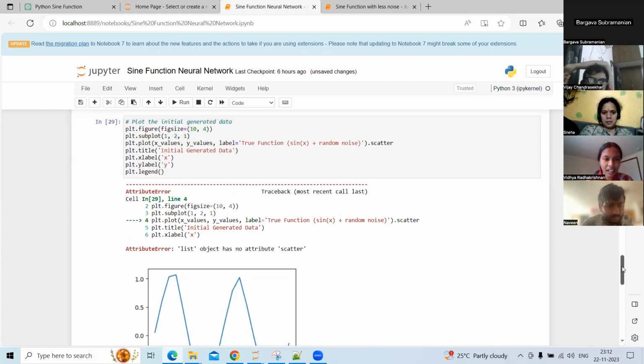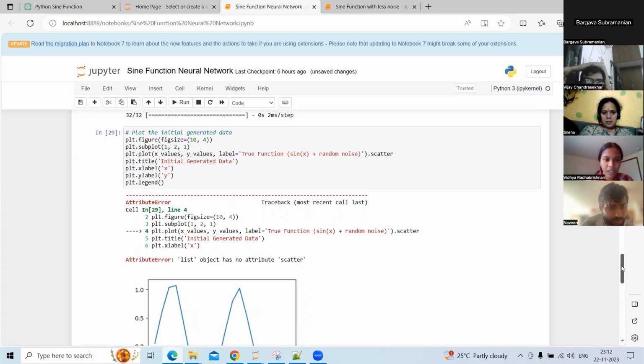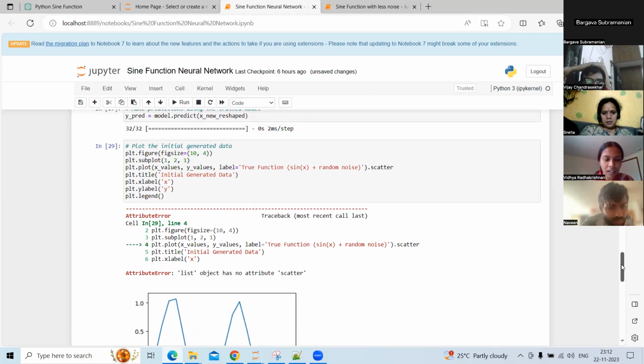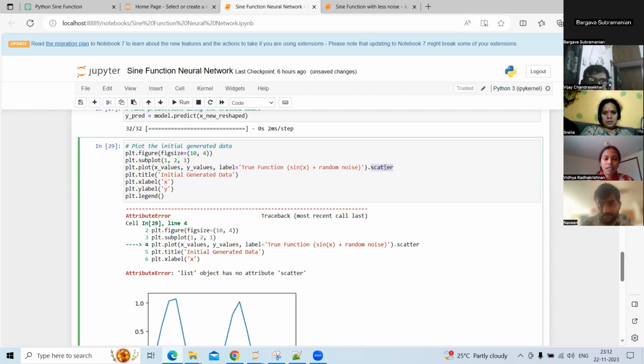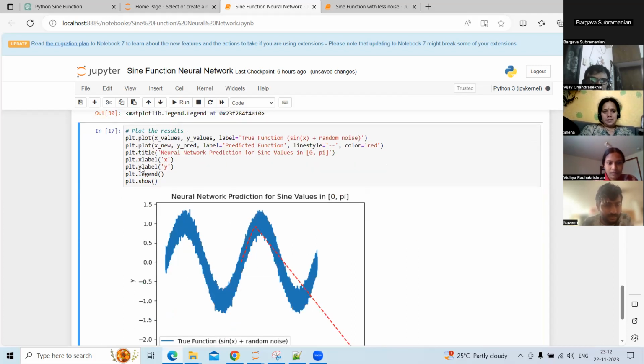You could ask ChatGPT to instead of... Okay, you should not do the scatter here. Instead of plt.plot, you should do plt.scatter. So instead of plot, do scatter here. Okay, remove the plot. Now do scatter. Yeah, correct.